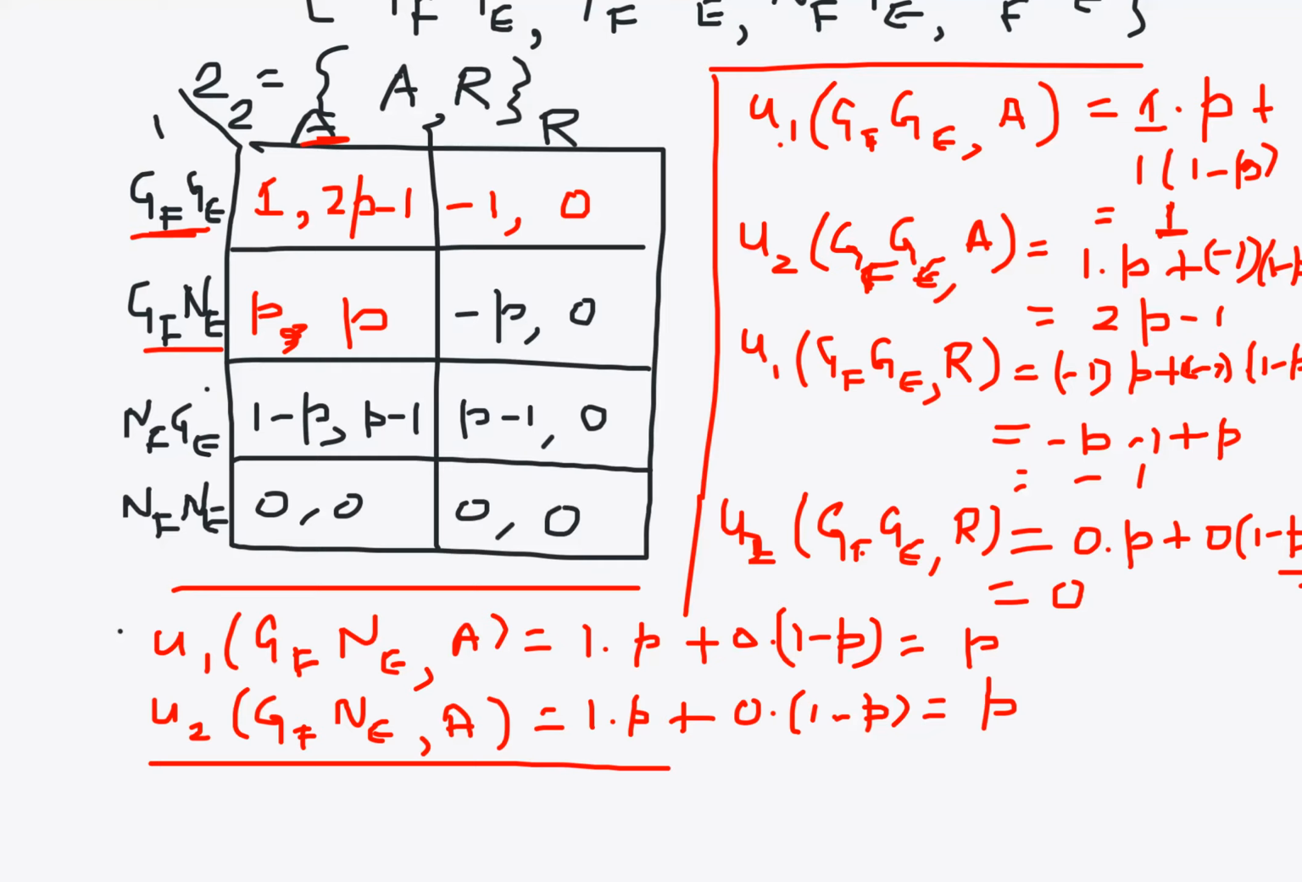So this is how you convert an incomplete information game into a Bayesian normal form game. So in the next video, we are going to look at the Nash equilibrium of this game.